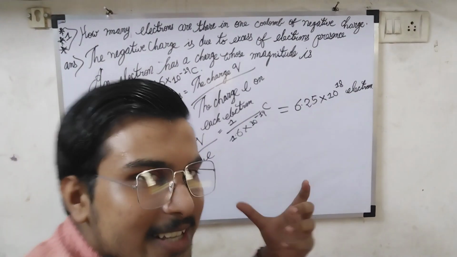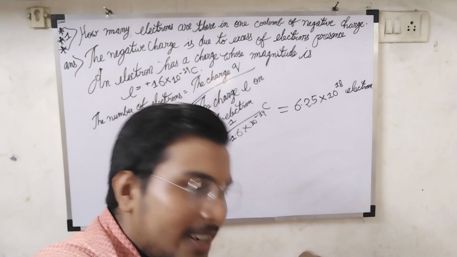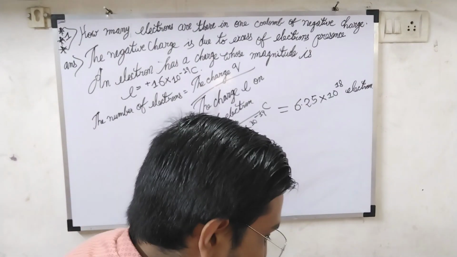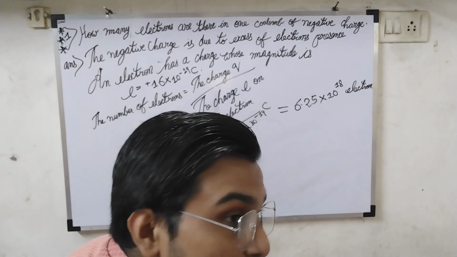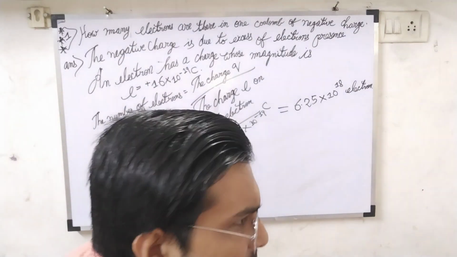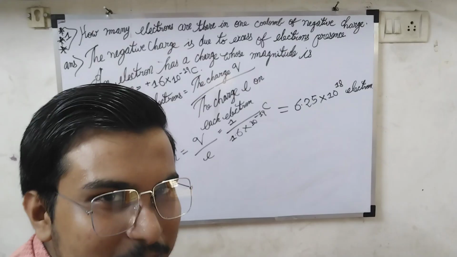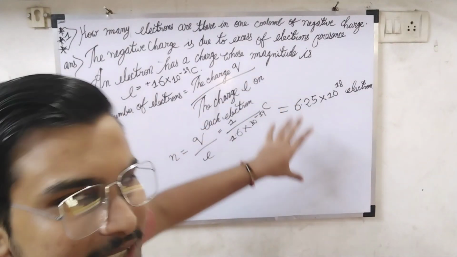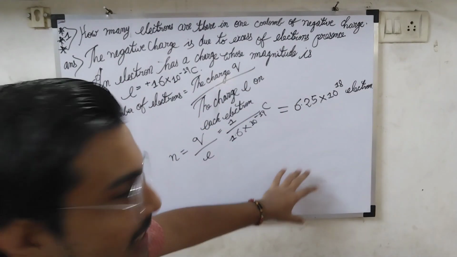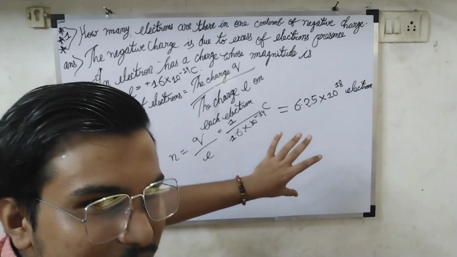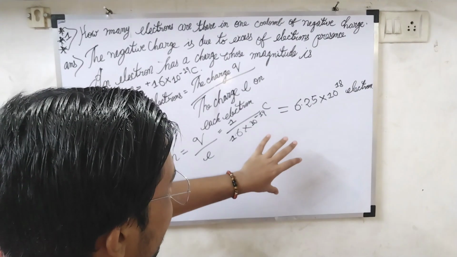In the next class I will be dealing with conductors and insulators as well as Coulomb's law, and will deal with many sums ahead. But for today this much is okay, because I have just cleared the basics. These are the most basic things. I think you have understood it properly.